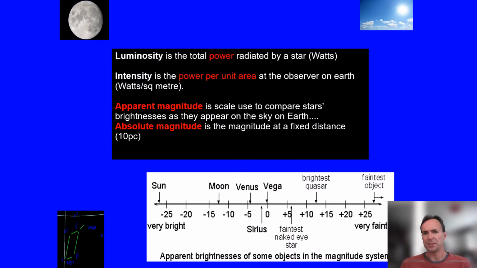So here we go, some definitions for you. Luminosity is the new word for power. That's the total power radiated by a star, in watts. So yes, there is another poor physics teacher joke coming up here. What is the unit of luminosity? Yes, it is.